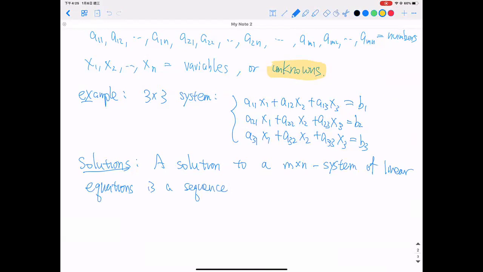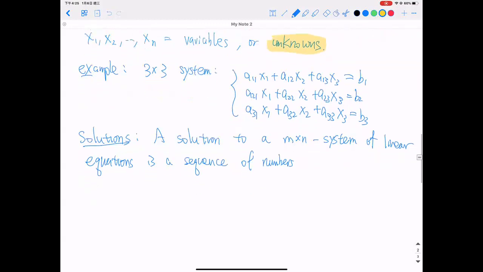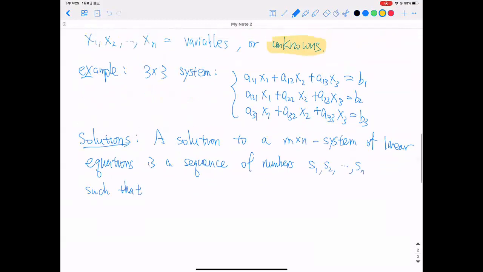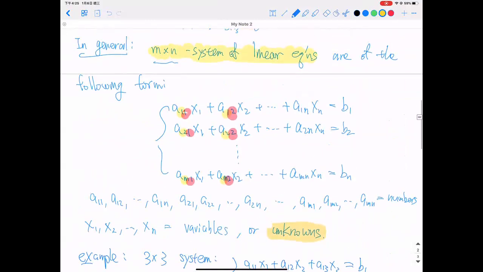Sequence of numbers, say S1, S2, Sn, such that, remember, the m by n system of linear equations is here.